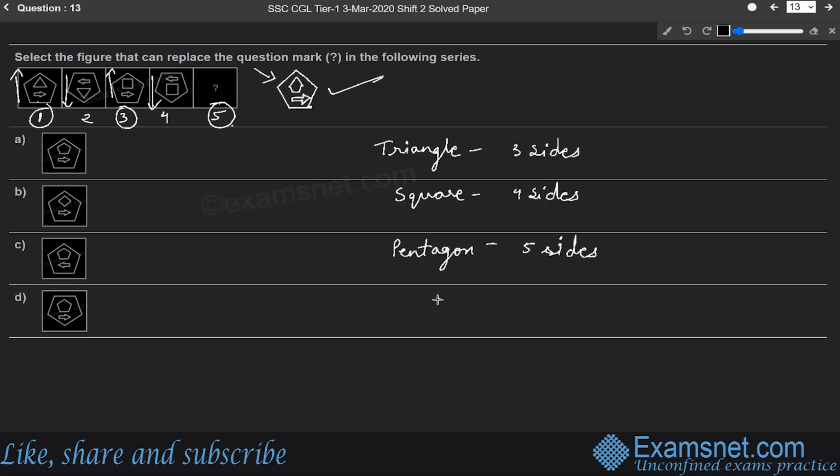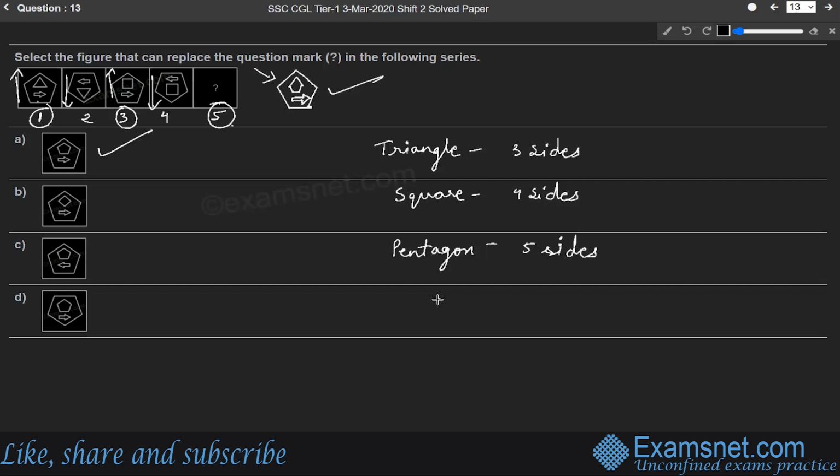So let us check the options first. The first option is similar in all the ways. All the conditions are satisfied by the first option. Here you can see that the pentagon is facing upwards. Then inside the pentagon, there is a small pentagon. And below that, there is an arrow which is facing to the right side. So this is the correct option. But let us have a look at the other options too.